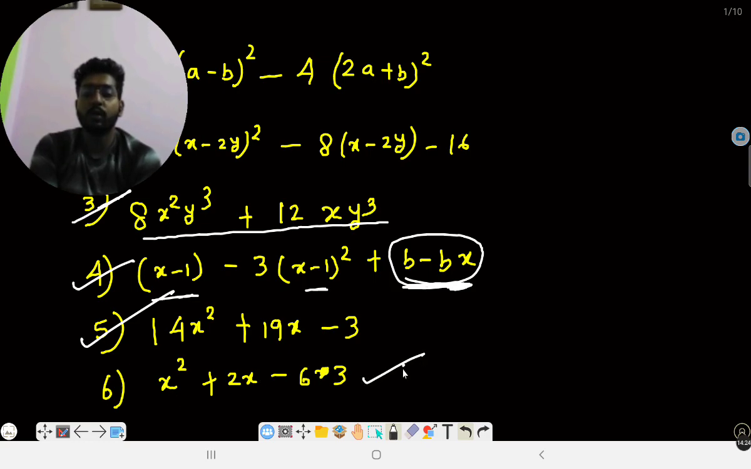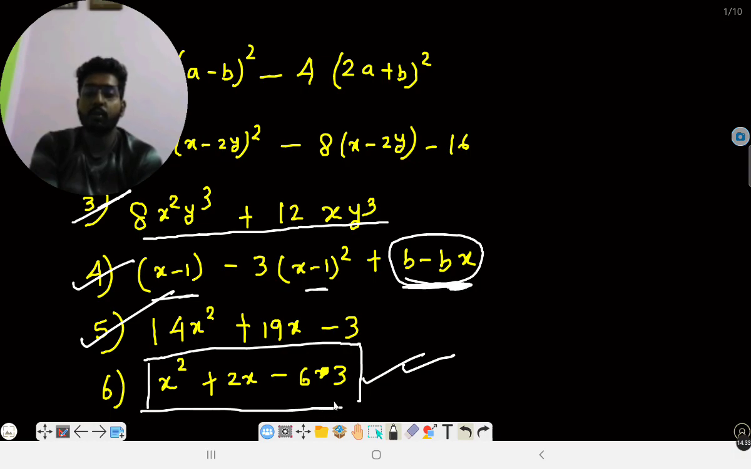Now next one is this one. Try to solve this one. So this is question number 6. Try to solve this one and write the answer in the comment box. So this is x square plus 2x minus 63. Try this one. If you're not able to do it, we'll do it in the next class.